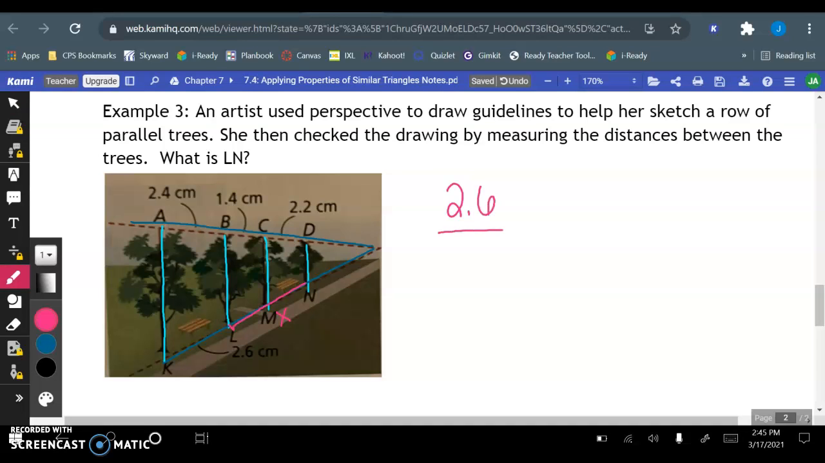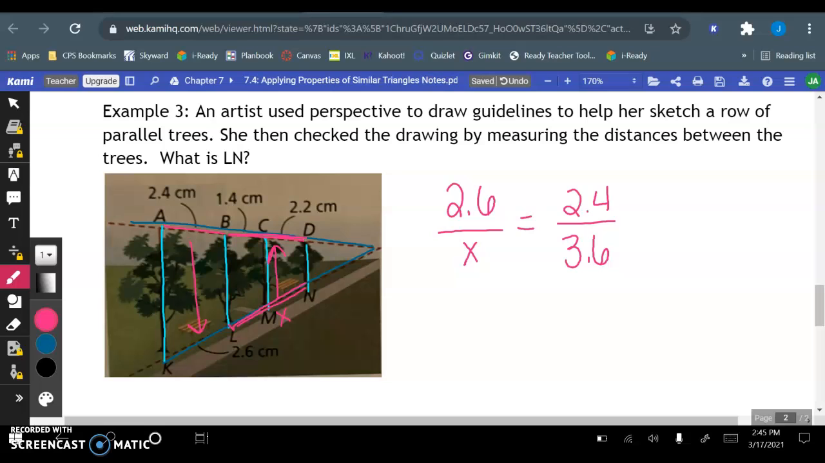And then we don't know what LN is. And on the other side, we know this side here is 2.4, and that goes along with that 2.6. So they're both on the top of my proportion, my ratios. And then the X goes along here with these two added together. So 1.4 plus 2.2 is 3.6.